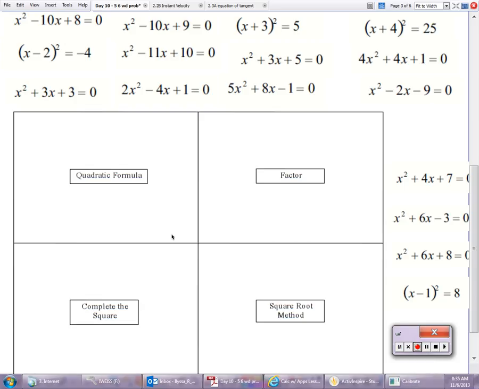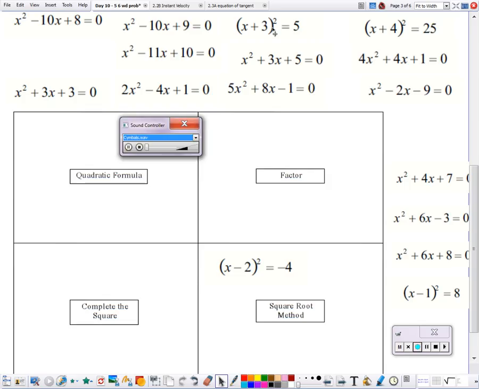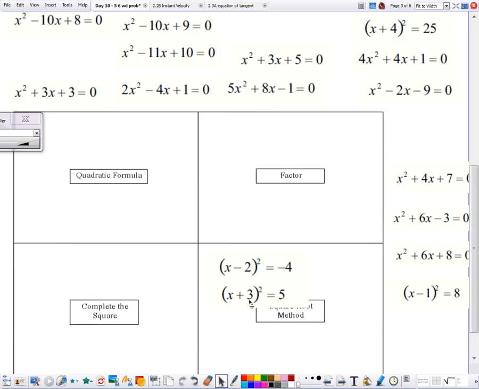Okay, so I'm going to first put all of the square root property, the square root method equations here. This is a quantity squared, so that goes in the square root method. This is a quantity squared, it's the square root method. Here's the square root method, and here's another square root method.